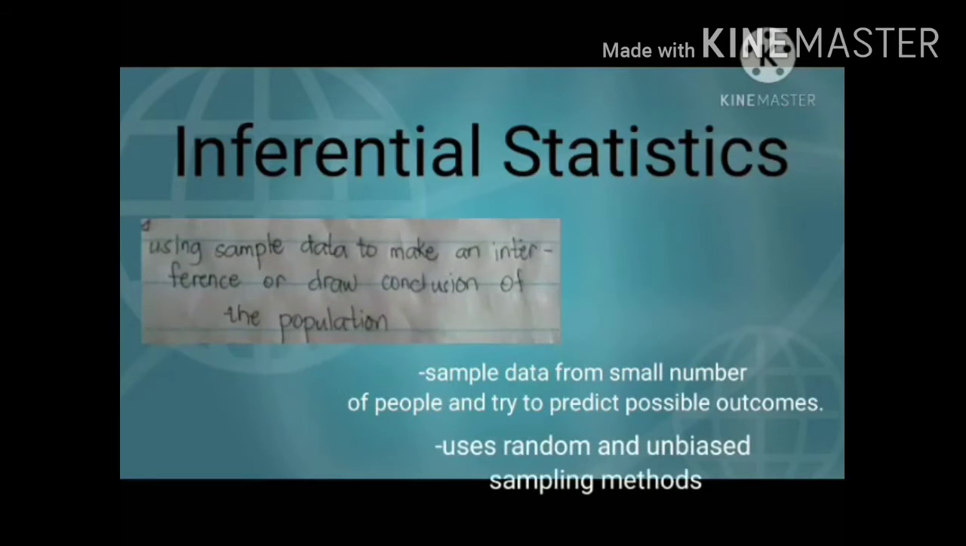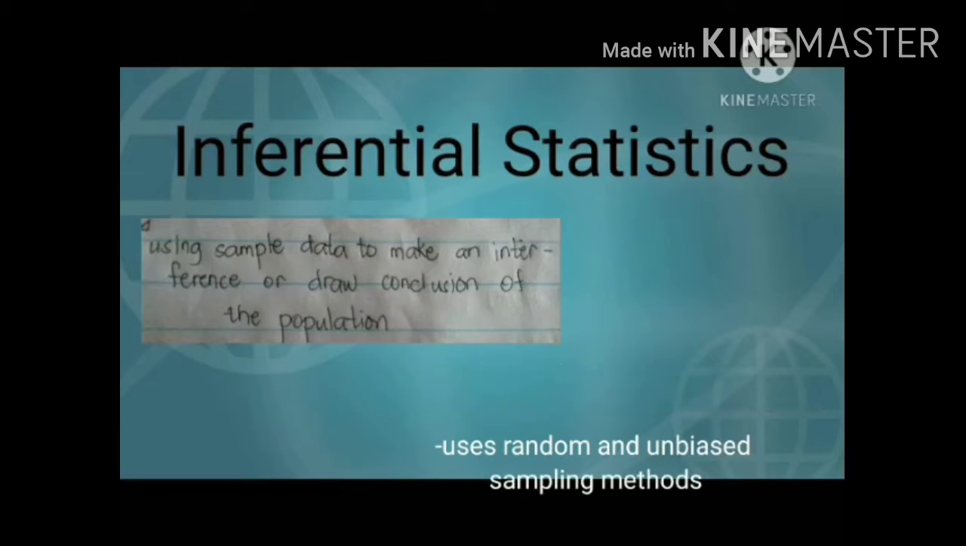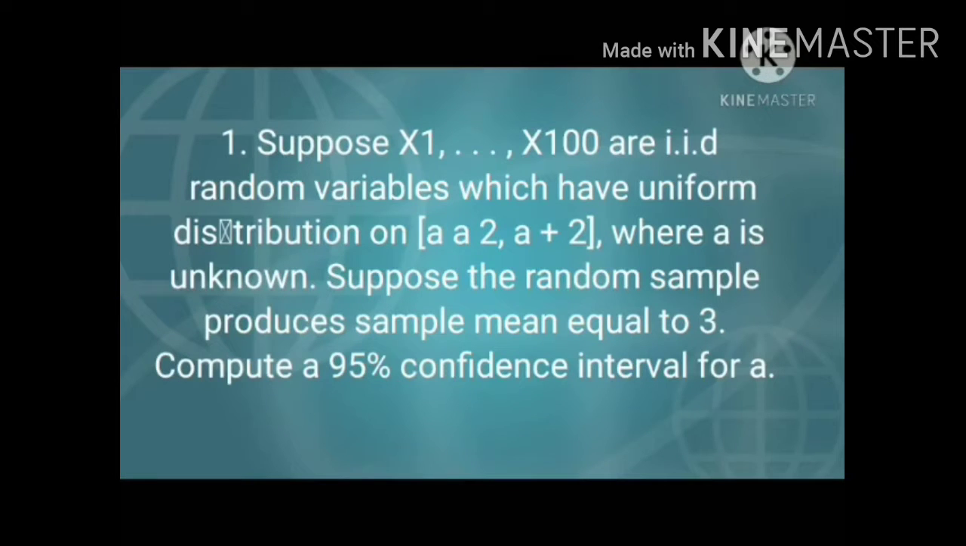Inferential statistics sample data from a small number of people and try to predict possible outcomes. It uses random and unbiased sampling methods. Here is the first example.